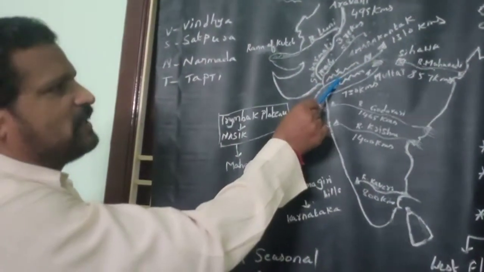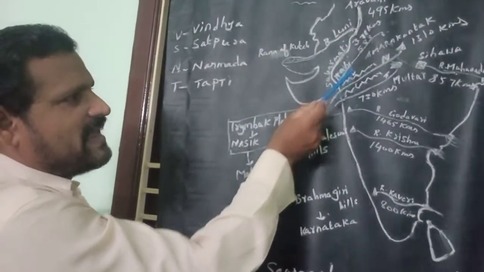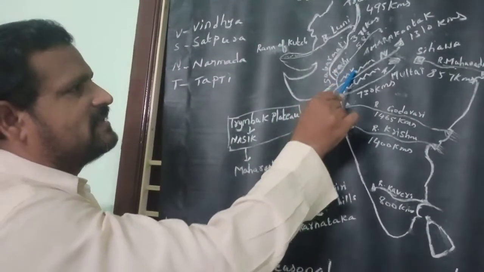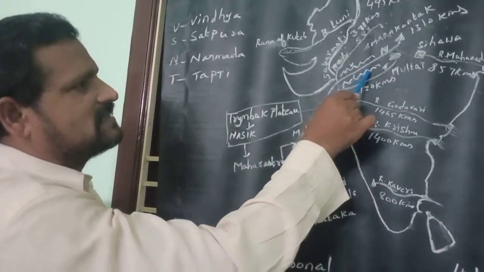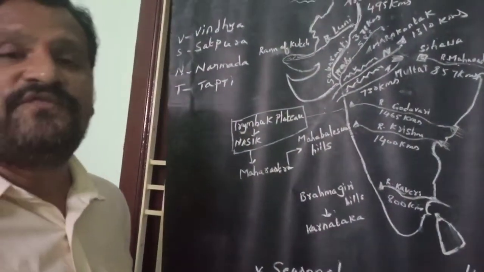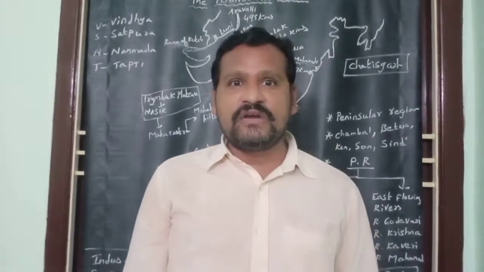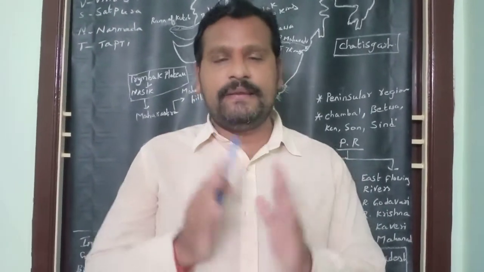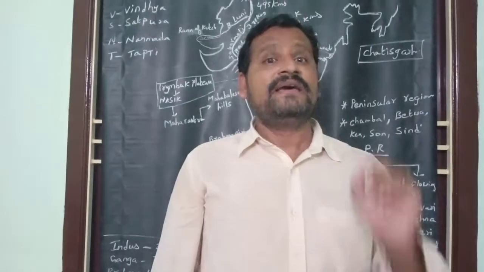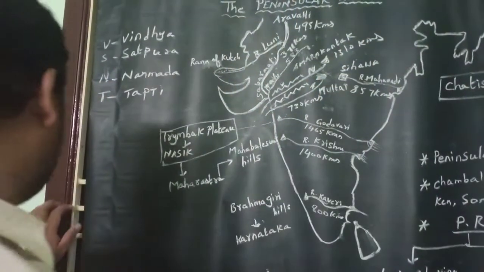This Narmada river flows between the Vindhya range and the Satpura range. This mountain range is called Vindhya. This mountain range is called Satpura. And it flows through a Rift Valley. Important for children: which river flows through a Rift Valley? Rift Valley means broken valley. In Telugu we say Paglipoina Loi. So which river flows through the Rift Valley? River Narmada. Its length is approximately 1,310 kilometers.